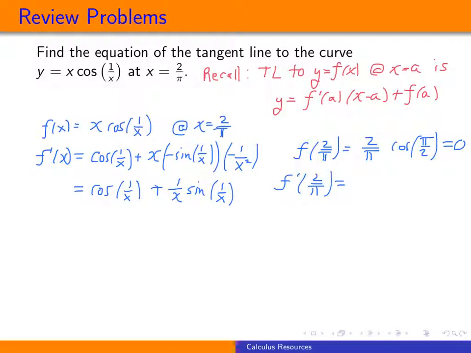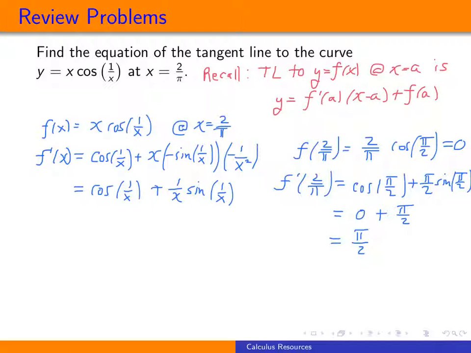Now we can determine f prime of 2 over pi. This will be cosine pi over 2 plus pi over 2 sine pi over 2. Cosine pi over 2 is equal to 0, and sine of pi over 2 is equal to 1. So f prime of 2 over pi is pi over 2.